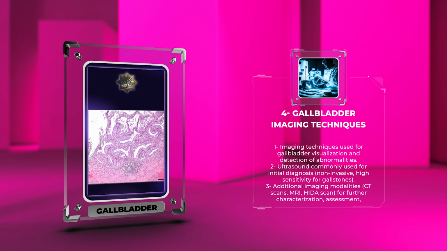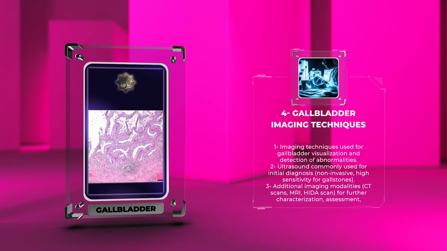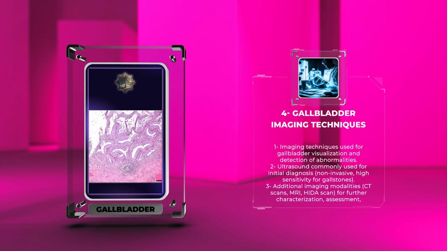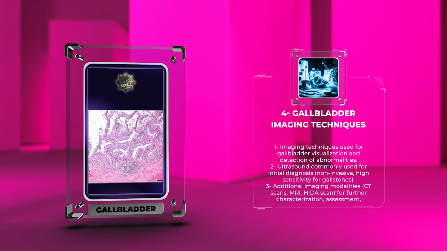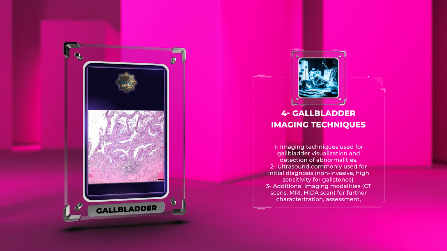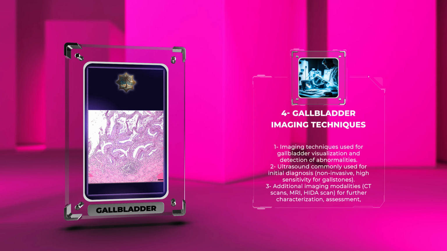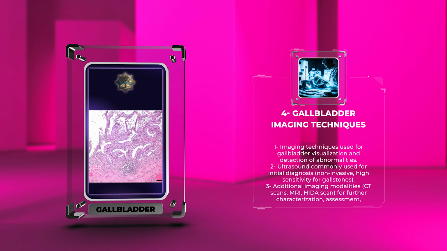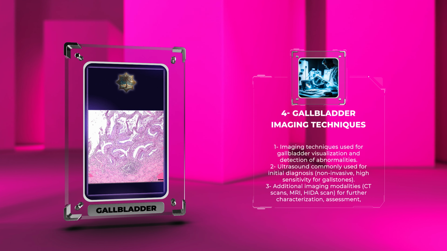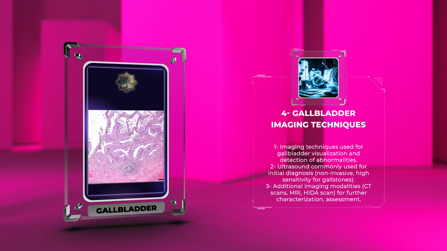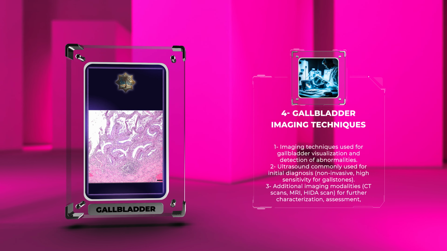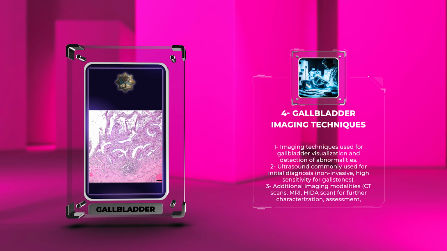Various imaging techniques are employed to visualize the gallbladder and detect any abnormalities. Ultrasound is commonly used as an initial diagnostic modality due to its non-invasiveness and high sensitivity in detecting gallstones. Additional imaging modalities such as computed tomography, CT, scans, magnetic resonance imaging, MRI, and hepatobiliary scintigraphy, HIDA scan, may be utilized for further characterization of gallbladder pathology, assessment of biliary tree anatomy, and evaluation of gallbladder motility.